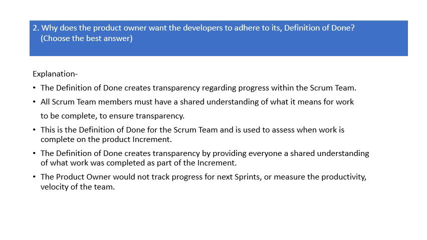This is the definition of done for the Scrum team and is used to assess when work is complete on the product increment. The definition of done creates transparency by providing everyone a shared understanding of what work was completed as part of the increment. The product owner would not track progress for next sprints, or measure the productivity, velocity of the team.